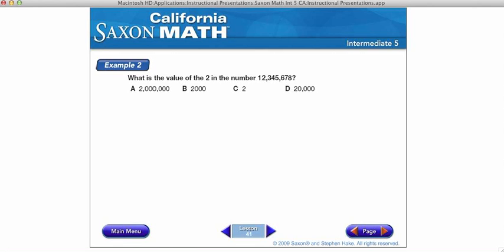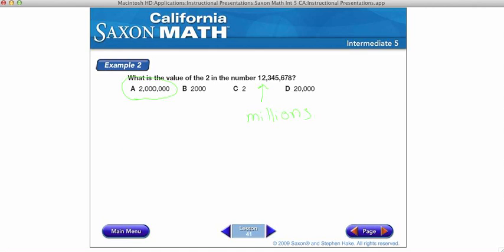What is the value of the 2 in the number 12,345,678? So the first thing I have to do is find out what place this 2 is in. By counting, 1, 10, 100, thousand, 10 thousand, 100 thousand, million, I know it's in the millions place. So then the value of that 2 will be 2 million. I have 2 of them in the millions place, so I can multiply, and the value is 2 million.